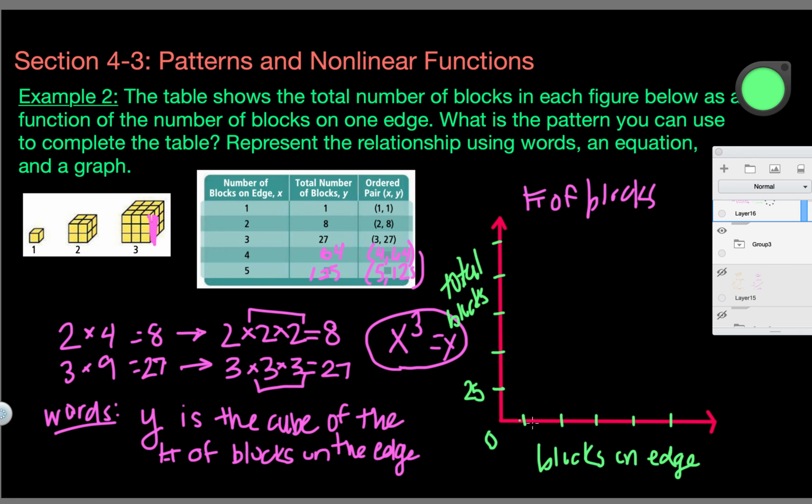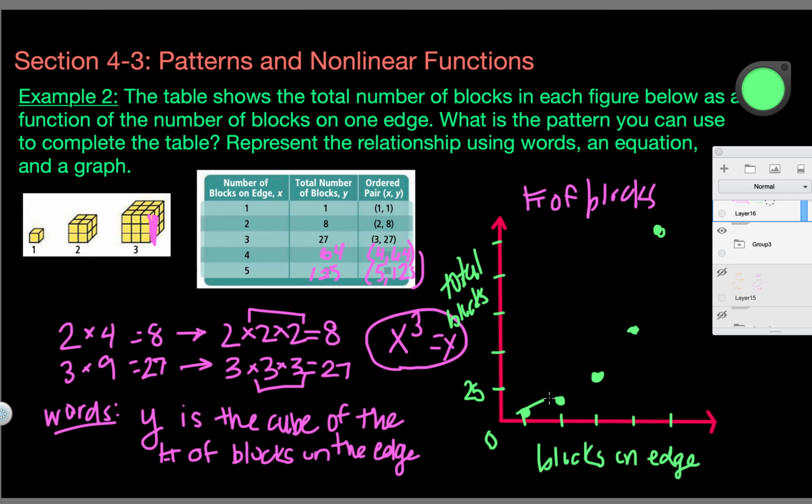So 1 and 1. I have 1 block on the edge and I have 1 block. So I'm somewhere down there. When I have 2 blocks on the edge, I have 8, which is going to be somewhere over here. 3 blocks on the edge, I have 27 total blocks. 4 blocks on the edge, we figured out that I have 64, so we're going to be somewhere over here. And then when 5 blocks are on the edge, I'm all the way up to 125.